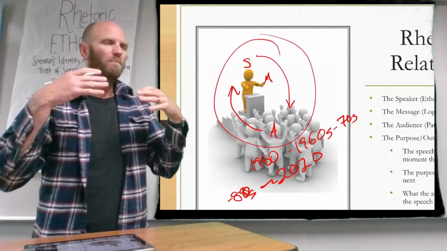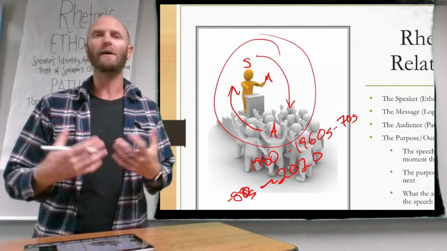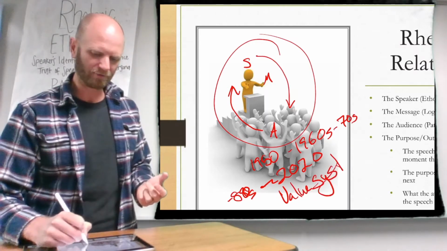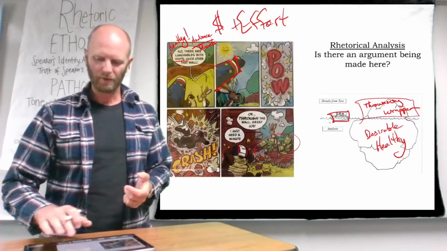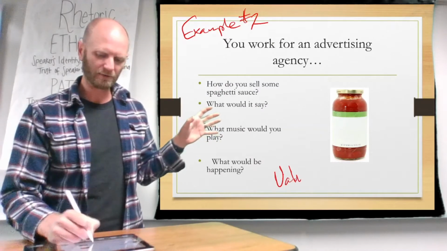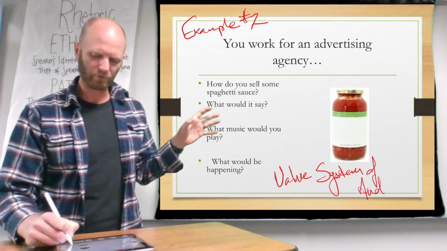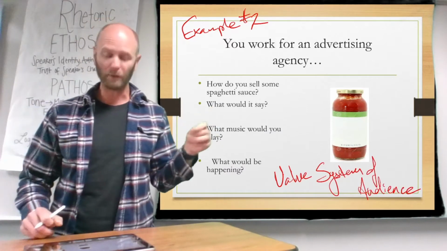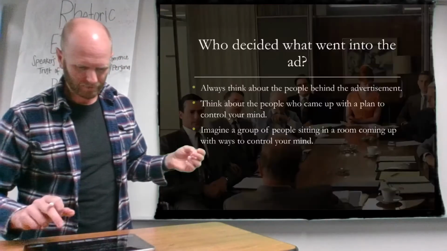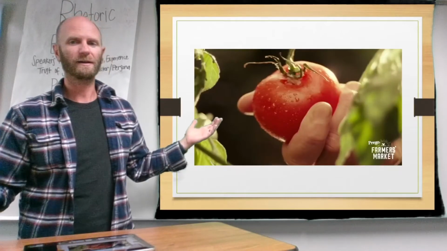The idea is that maybe a different audience has a different value system. So if my audience has a different value system, I'm going to put different things in the ad. The value system of the audience: what is important? What are they looking for in an ad? What do they want in an ad? We're going to find out.